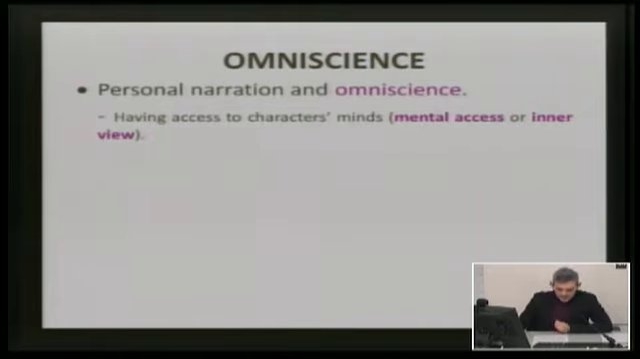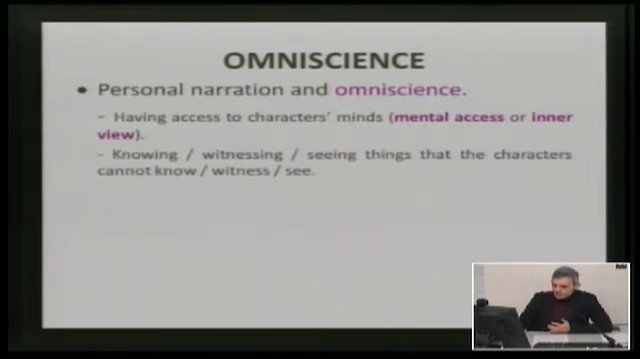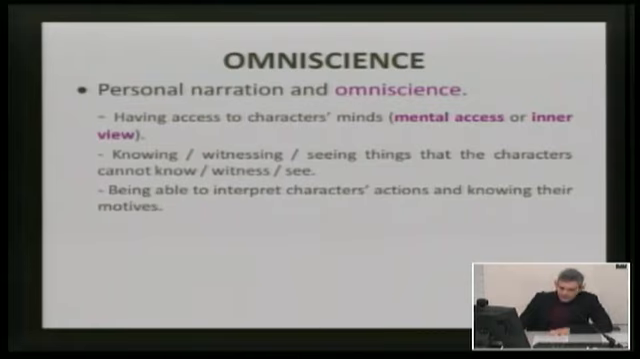Some omniscient narrators are able to know, to witness, to see things that the characters cannot know, cannot see or witness. For instance, a narrator who knows everything about the character's past, or a narrator who knows what is happening in a different place from the one where the action is happening. Being able to interpret characters' actions and knowing their motives.